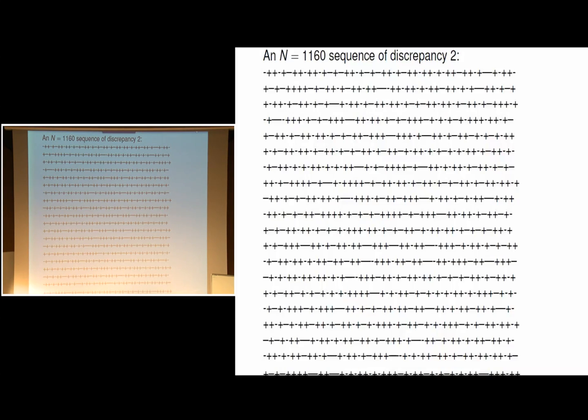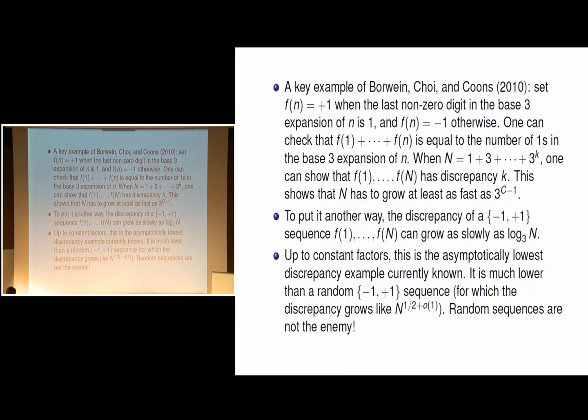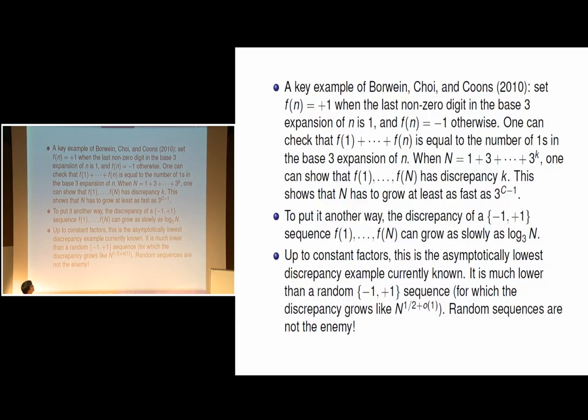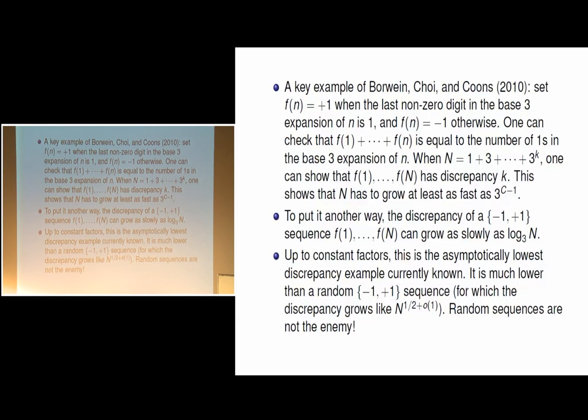All right. Okay, that's for small c. What about for larger c? Well, there's a nice example that gives you some indication of how n should grow in c. This is a nice example of Borwein, Choi, and Coons. So it's the following.